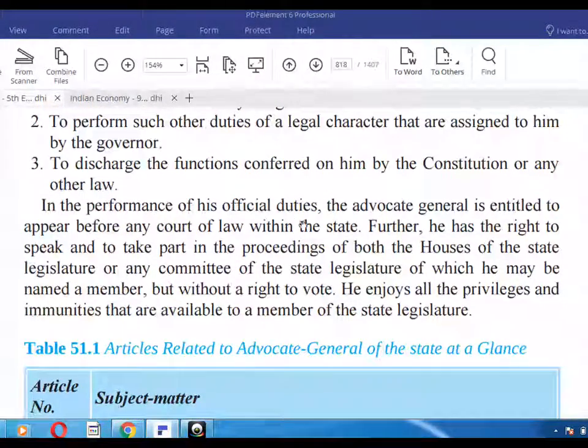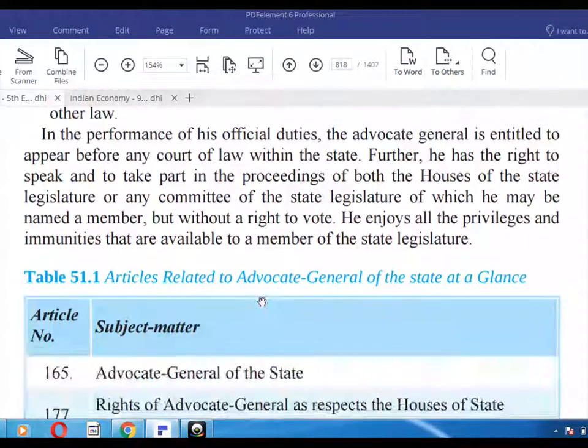In the performance of his official duties, the Advocate General is entitled to appear before any court of law within the state. Further, he has the right to speak and to take part in the proceedings of both the Houses of the State Legislature or any committee of the State Legislature of which he may be named a member, but without a right to vote. He enjoys all the privileges and immunities that are available to members.